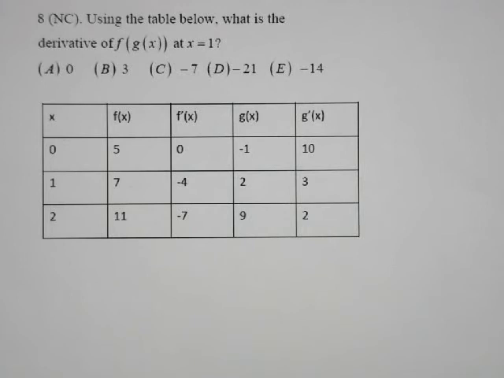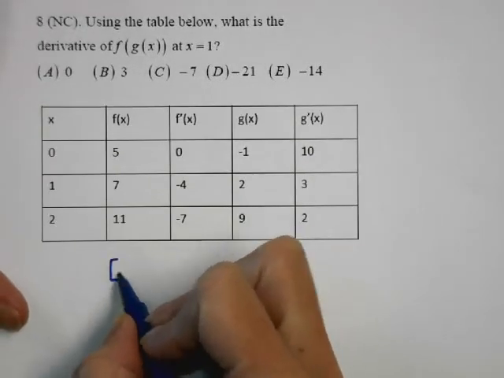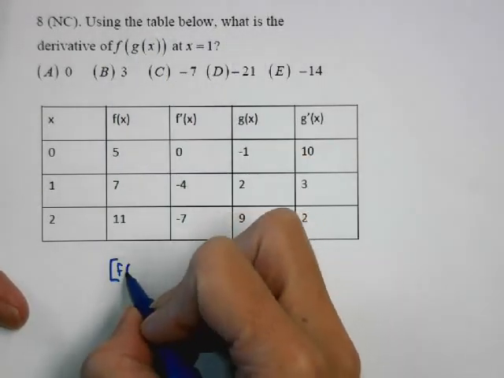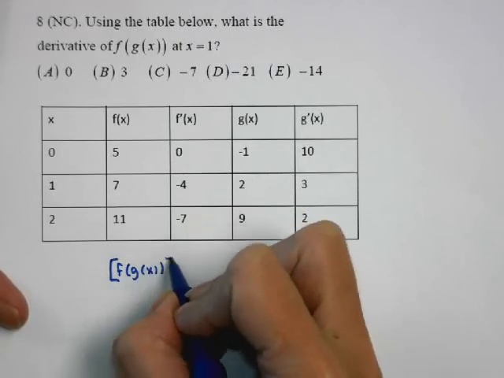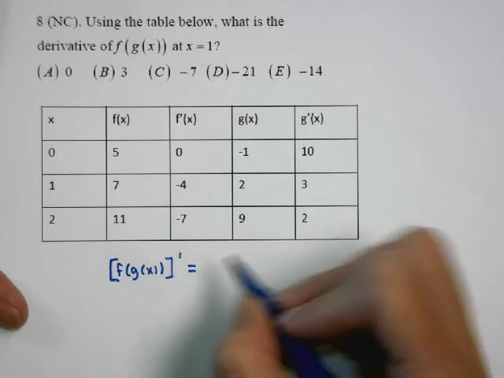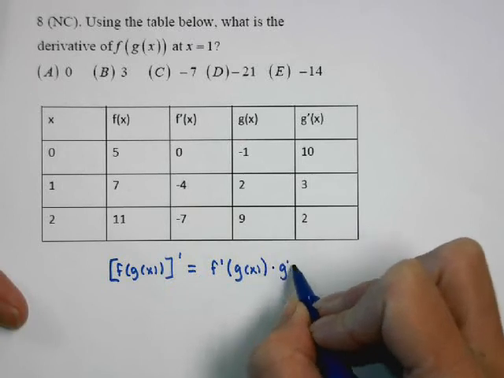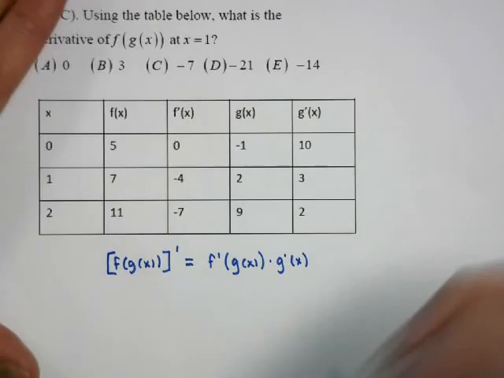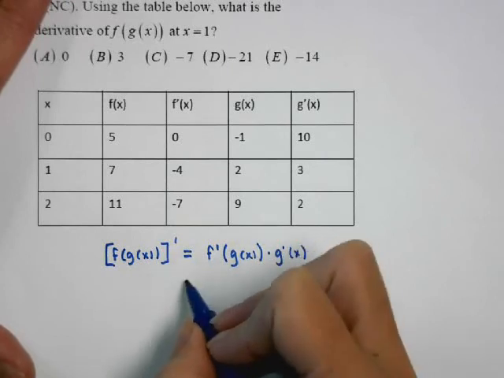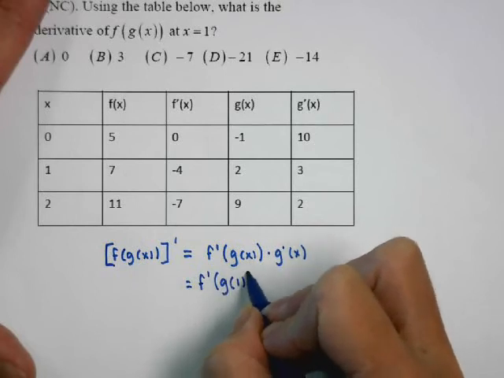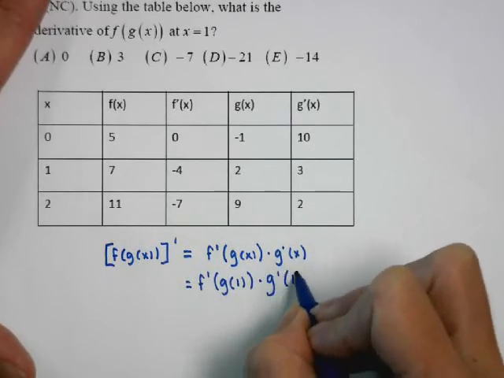Okay, AP loves questions like this where they don't actually give you an equation. You just have to know the rules. So we're trying to find the derivative of f of g of x when x is 1. So we have f of g of x, and we're taking that derivative. So that's going to be f prime g of x times g prime of x. Now we're going to evaluate this at 1. So we're going to have f prime g of 1 times g prime of 1.